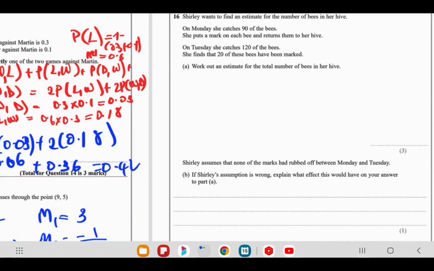Shirley wants to find an estimate for the number of bees in her hive. On Monday, she catches 90 of the bees. She puts a mark on each bee and returns them to her hive. On Tuesday, she catches 120 of the bees. She finds that 20 of the bees have been marked. Work out an estimate for the total number of bees in her hive. Okay.